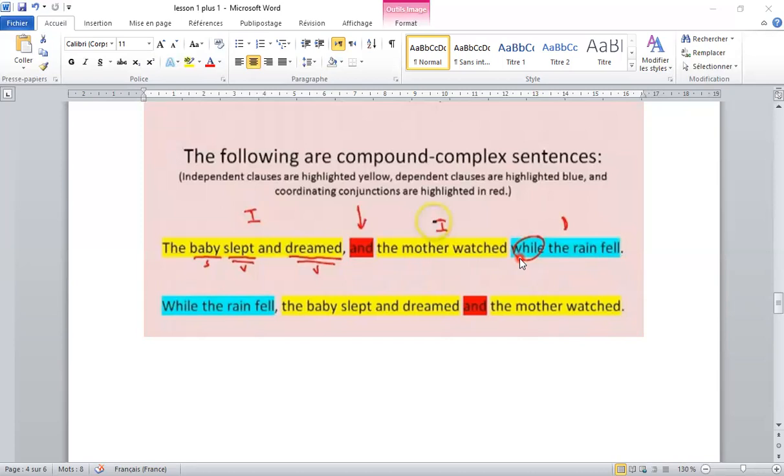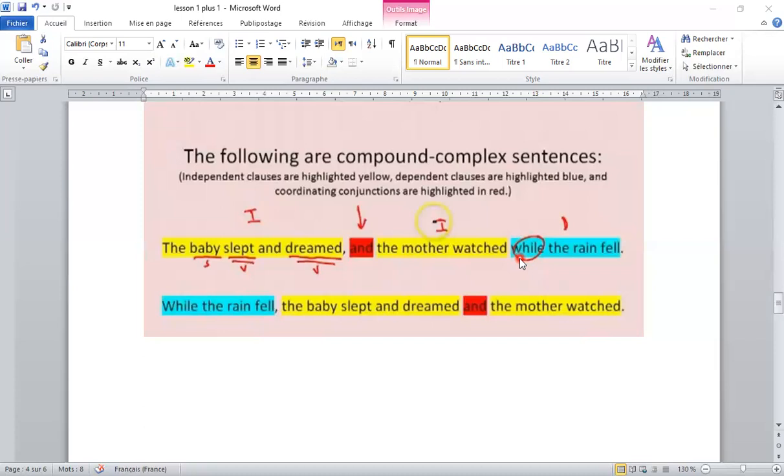While the rain fell, it doesn't give a sense on its own, which means the sentence with blue color is subordinate. So here, we joined two yellow sentences, the baby slept and dreamed, the mother watched, by the connective and, all of that is the main clause.